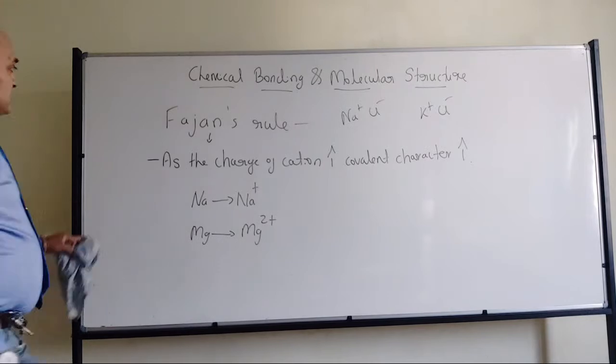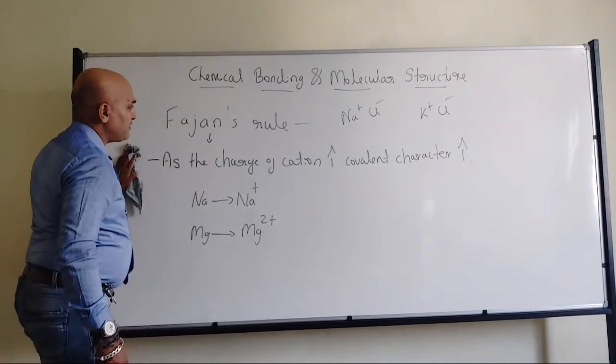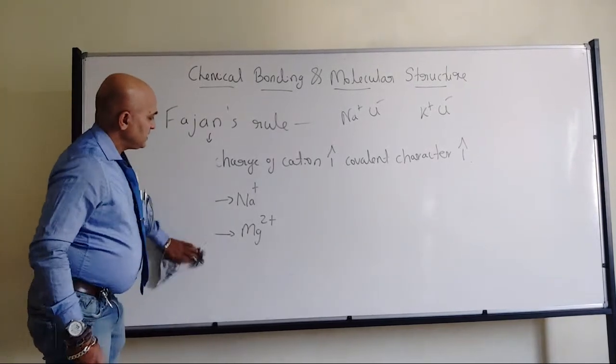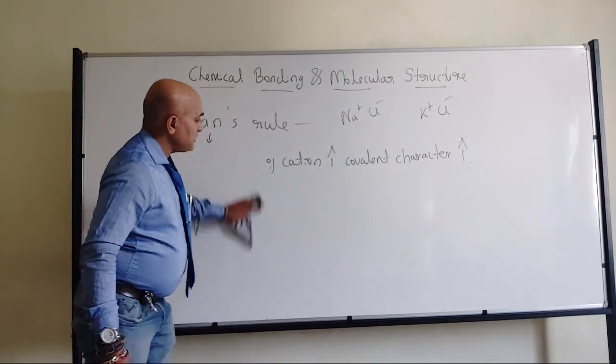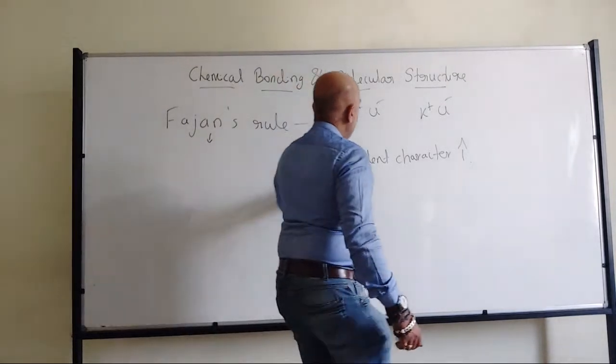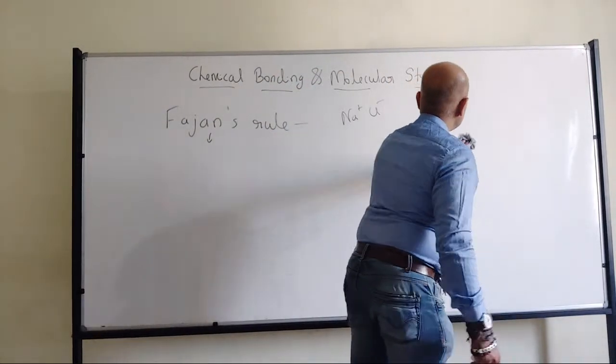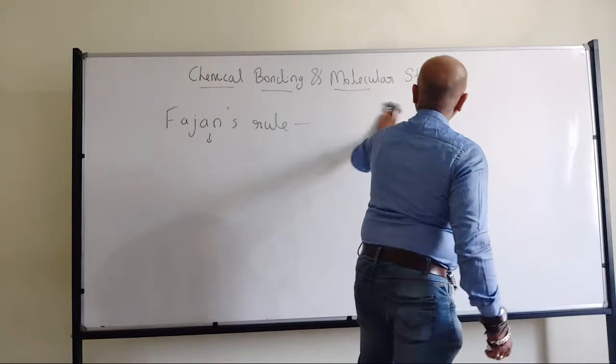Okay, so that's another point. As the charge of cation increases, it's going to increase the covalent character of that particular ionic compound where those particular ions are present. All of you have understood?